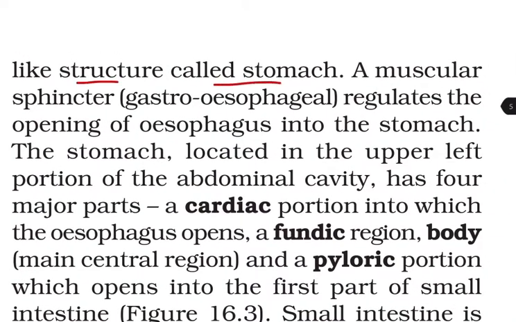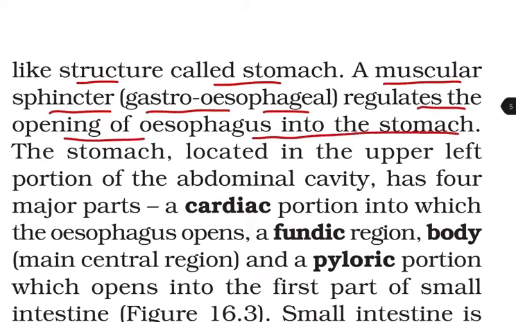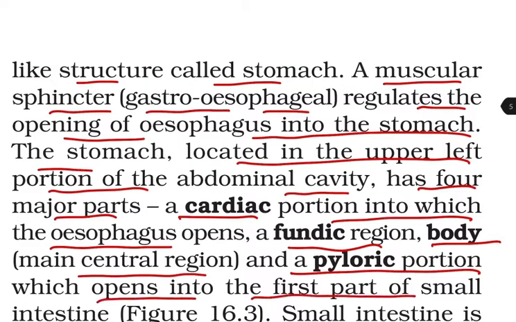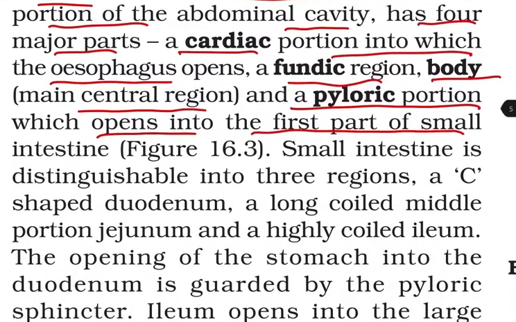Bag-like structure called stomach. A muscular sphincter, the gastroesophageal sphincter, regulates the opening of the esophagus into the stomach. The stomach, located in the upper left portion of the abdominal cavity, has four major parts: a cardiac portion into which the esophagus opens, a fundic region, a body, the main central region, and the pyloric portion which opens into the first part of the small intestine.